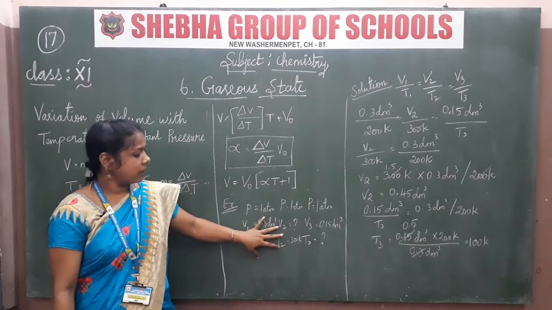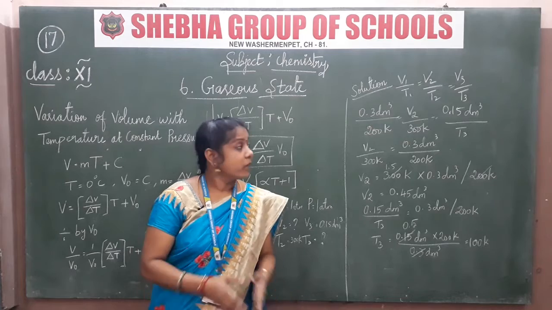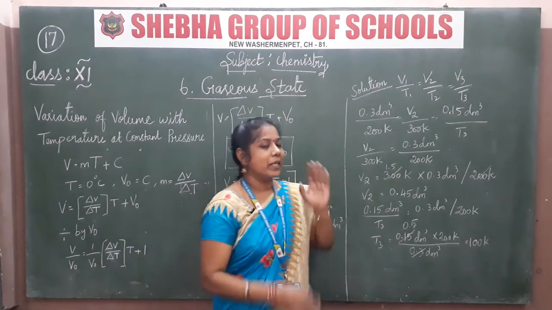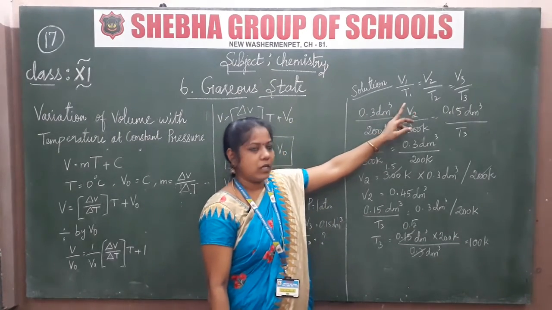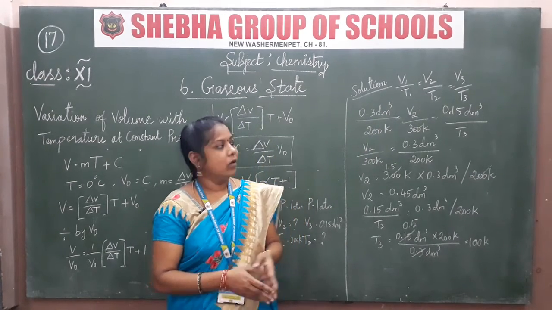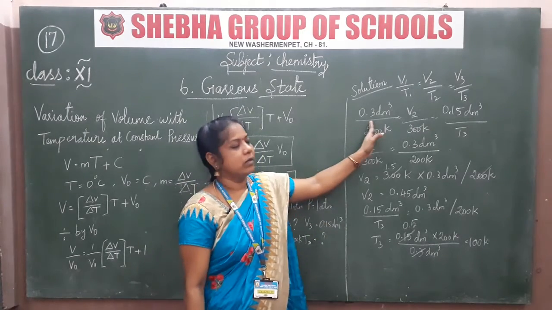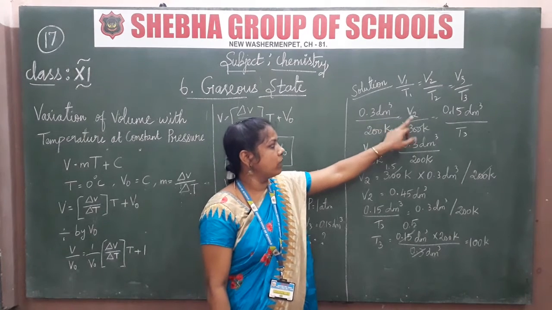Just like we saw in Boyle's law, you get the same calculations in Charles law as well. But what is the difference? Yes, only the formula will be different. All the methods will be the same. So obviously V1 by T1 is equal to V2 by T2 and V3 by T3. Whatever it is, you are going to substitute the values. So you substitute, first step: V1, T1, V2, we don't have.